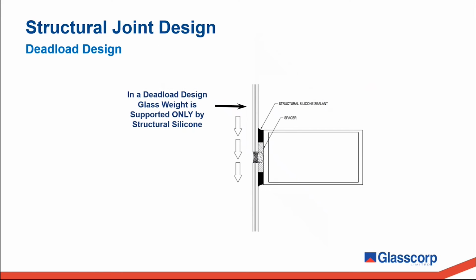Now, the alternative to a supported glass design is an unsupported glass design, or what is often referred to as a dead load design. In a dead load design, the glass weight is supported only by the structural silicone, as you can see in the image here. If a glass panel is subjected to dead load, then the calculation we use to determine the structural bite is different, with the weight of the panel being considered as the primary stress factor as opposed to the wind load.